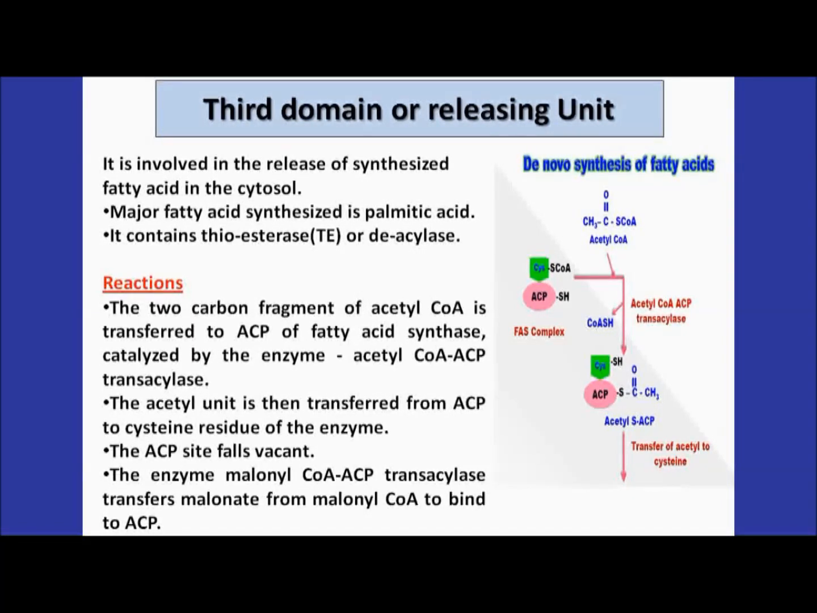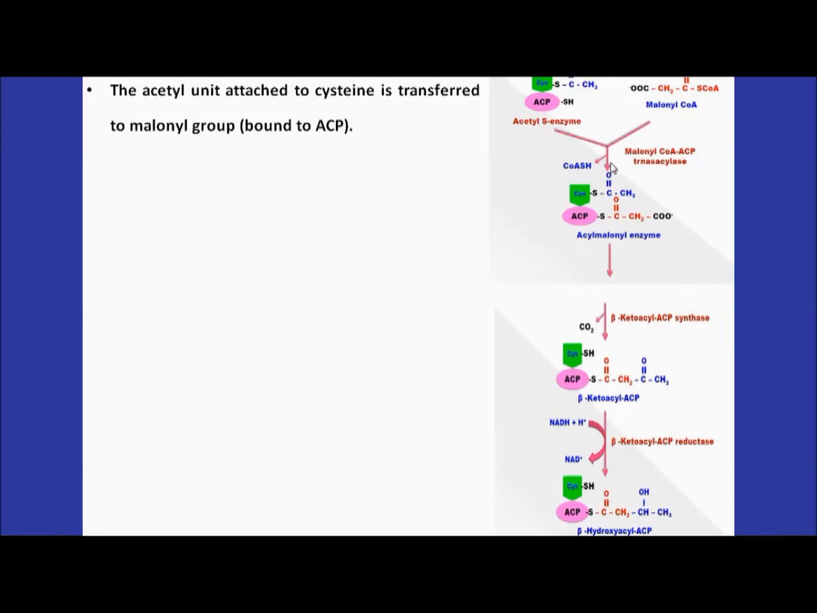I repeat this step. I am going to show you the steps in the next slide. Now the enzyme malonyl coenzyme A ACP transacylase is going to transfer the malonate from the malonyl coenzyme A to bind to the ACP. As I already told you, what is the action of the malonyl coenzyme A ACP transacylase? The acetyl unit attached to the cysteine is now transferred to the malonyl group which is bound to the ACP.